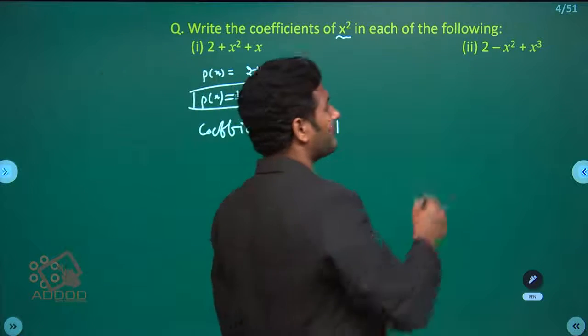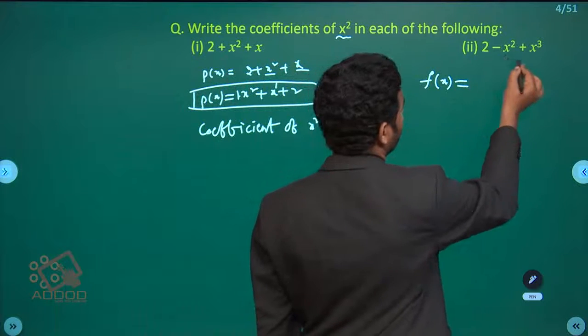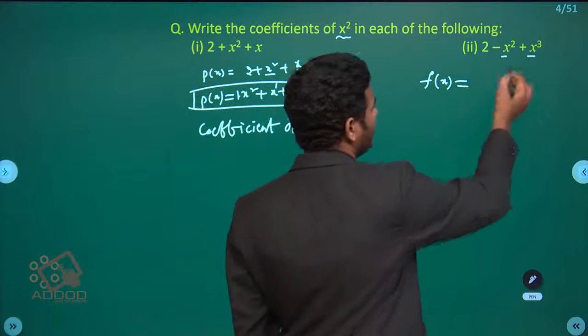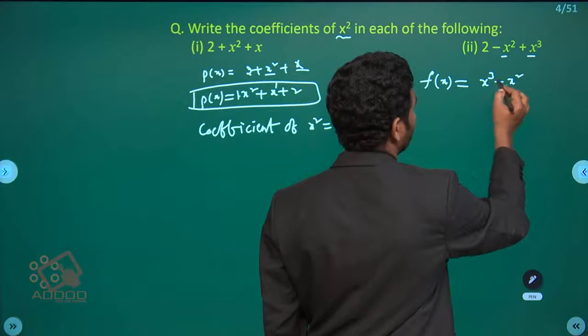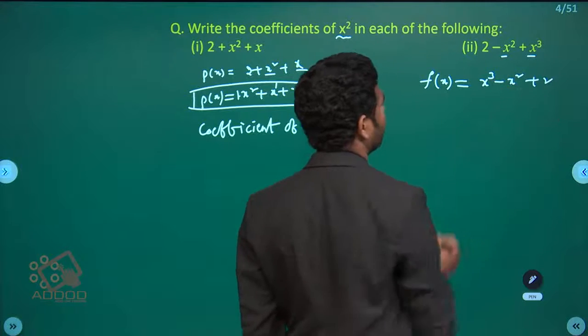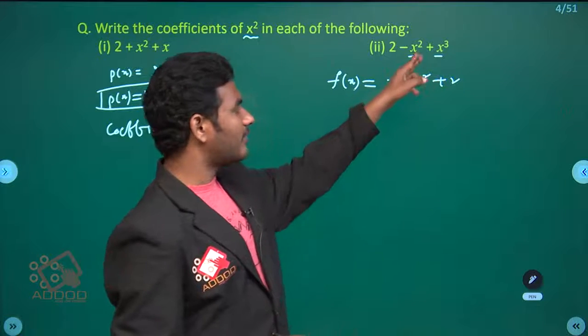Now here what is the coefficient of x square? For example, this one I am considering as f of x. F of x is a polynomial. Why? Because here we are having the variable x. So x cube is there, the highest degree term. Next x square, next minus x square plus 2. Highest power, then lowest power. X cube minus x square.